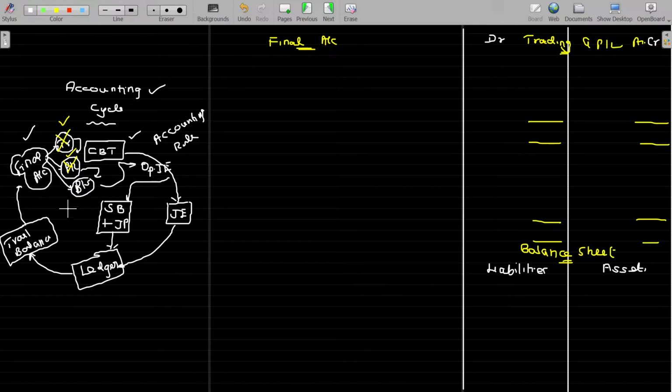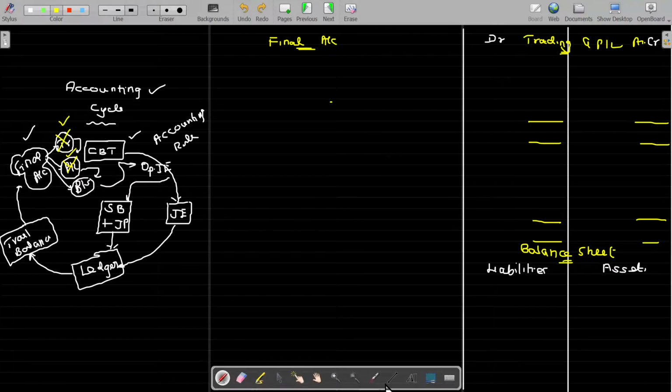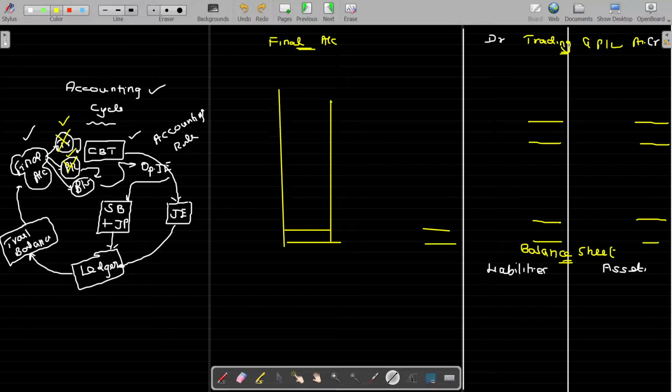From the trial balance, I am going to post to the trading and P&L account. What are the items appearing in the trial balance? Let's see here. Assume that these are the items available in the trial balance.